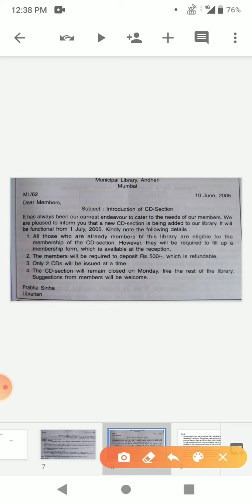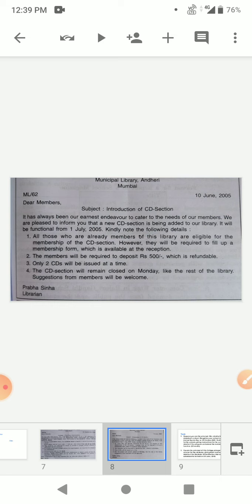It has always been our earnest endeavor to cater to the needs of our members. We are pleased to inform you that a new CD section is being added to our library. It will be functional from July 2005. Kindly note the following details. All those who are already members of this library are eligible for the membership of the CD section. However, they will be required to fill up a membership form.